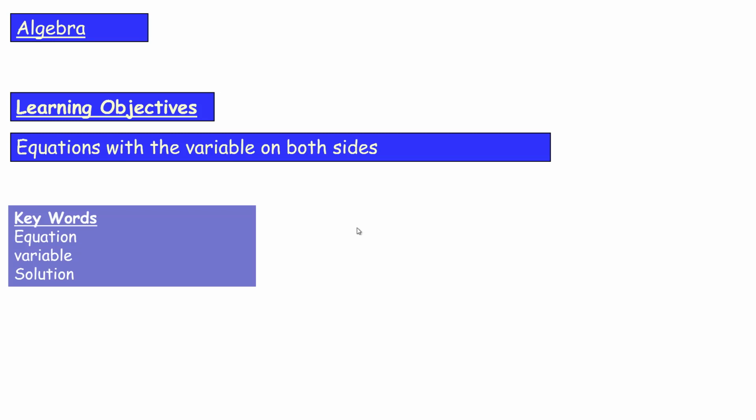Okay, so we're doing algebra. This time we've got our variable on both sides. So hit pause, copy the lesson objective down. When you're ready, hit play and we'll move on to the starter.